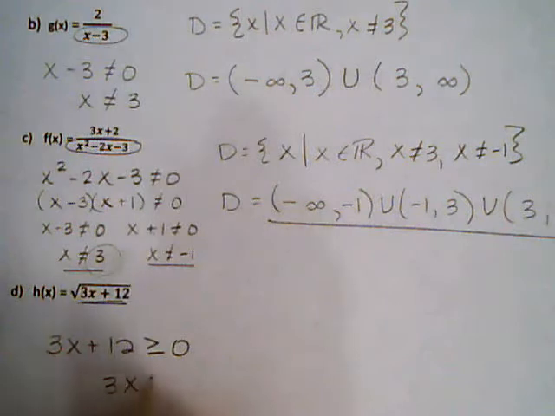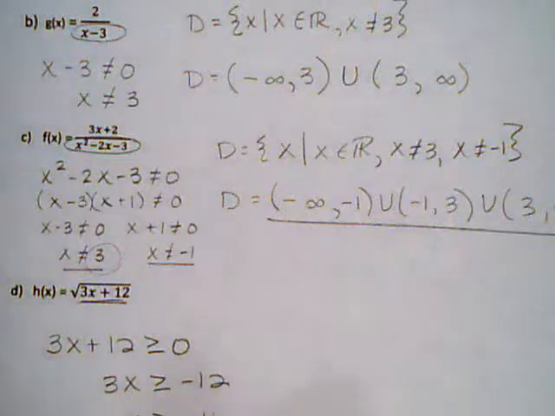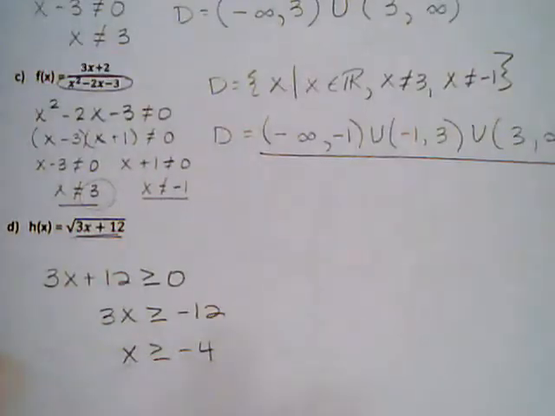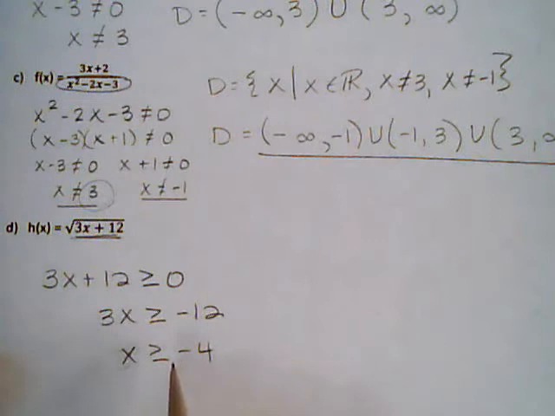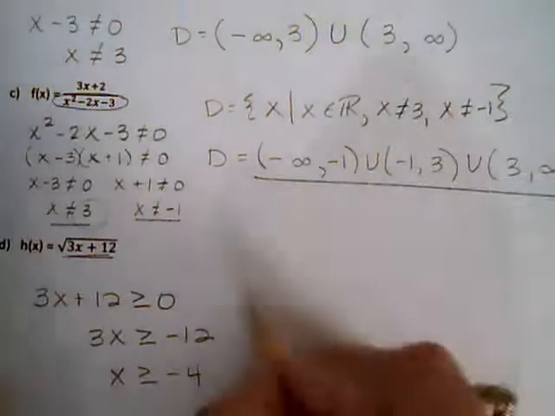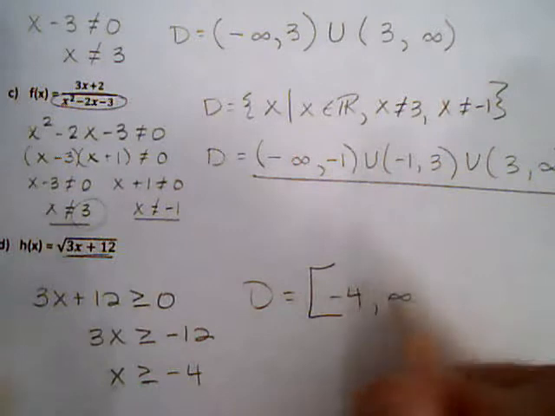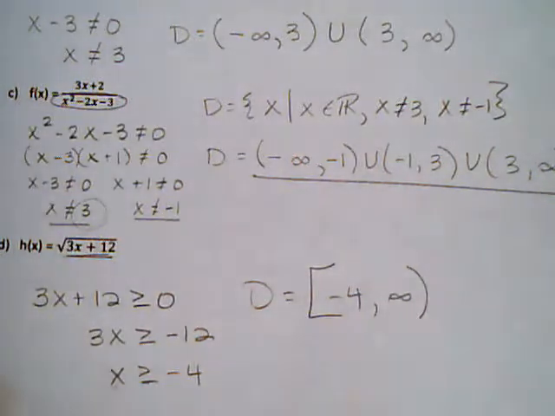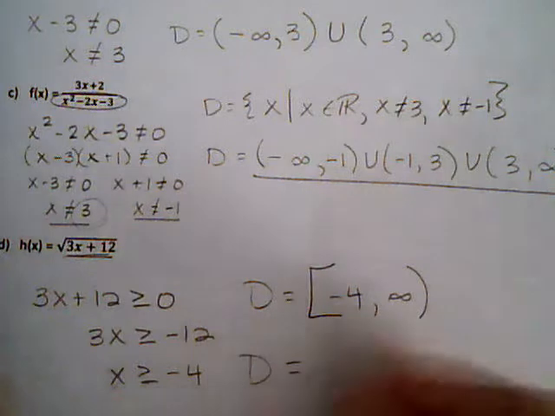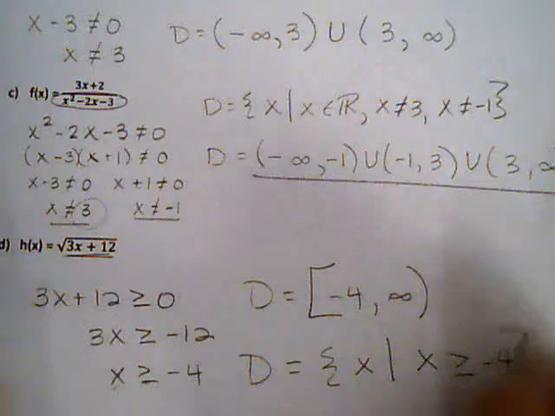So if I solve this, I would divide by 3, and I would get x is greater than or equal to negative 4. So as long as x is greater than or equal to negative 4, those are the numbers that we would want to include in the domain. So I would say my domain is bracket, because it can equal negative 4, to positive infinity. If we wrote that as set notation, it would be the set of all x such that x is greater than or equal to negative 4.